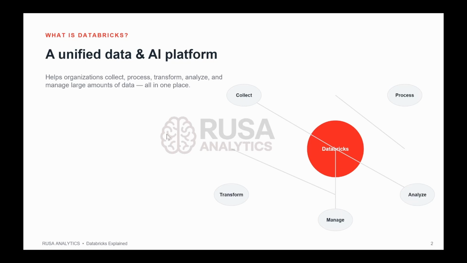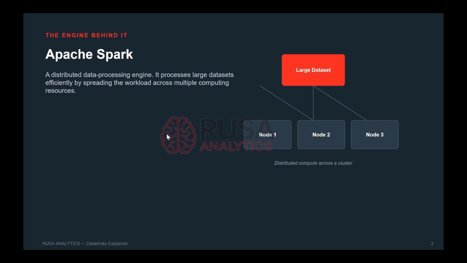Databricks is a unified data and AI platform that helps organizations collect, process, transform, analyze, and manage large amounts of data. One of the main technologies behind Databricks is Apache Spark. Apache Spark is a distributed data processing engine. It allows us to process large data sets efficiently by distributing the workload across multiple computing resources.